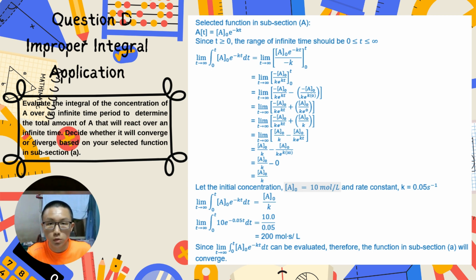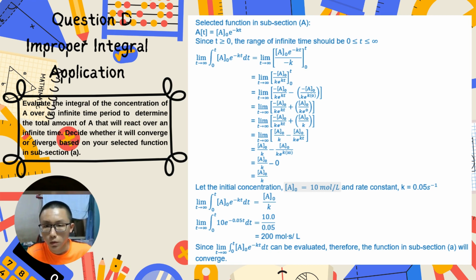So the question is specifically asking us to do improper integration on the selected function in subsection A, and based on the value we get, we need to determine whether it is convergent or divergent. The selected function in subsection A looks like this: concentration of A at any given time equals initial concentration A naught times e to the power of negative kt, and the range should be 0 to infinity since time can't be negative.